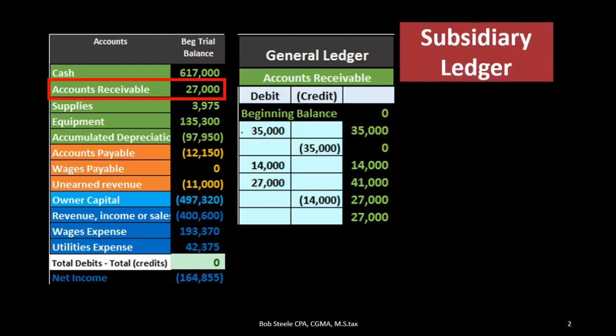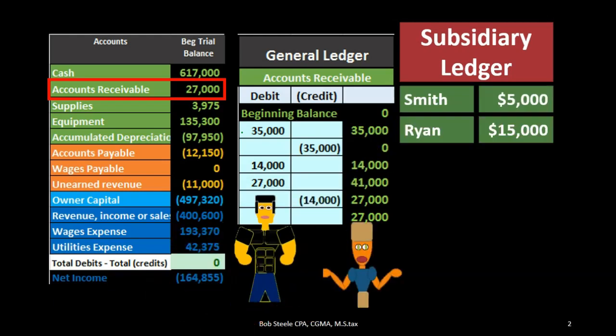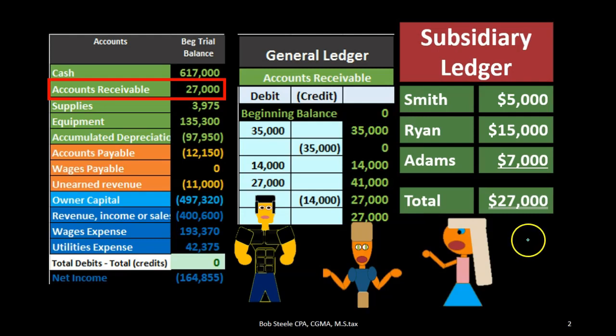What we will then need is that information broken out by customer, which will be in terms of a subsidiary ledger such as this. For example, it might say that Smith owes us $5,000 and Ryan owes us $15,000 and Adams owes us $7,000 for a total of $27,000. The accounts receivable subsidiary ledger matching the general ledger, matching the trial balance, which of course would match the balance sheet.